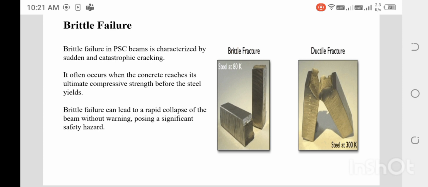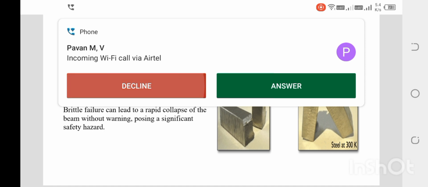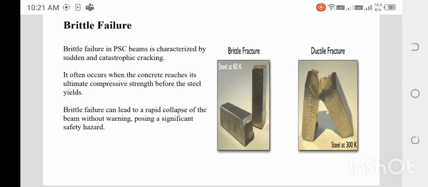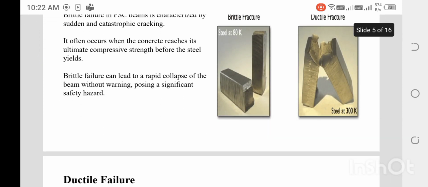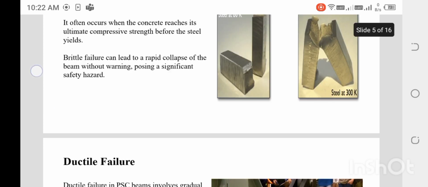Brittle failure. Brittle failure in PSC beams is characterized by sudden and catastrophic cracking. It often occurs when the concrete reaches its ultimate compressive strength before the steel yields. Brittle failure can lead to collapse of the beam without warning, posing a significant safety hazard.